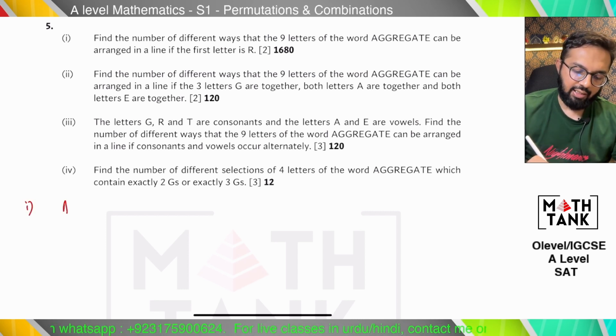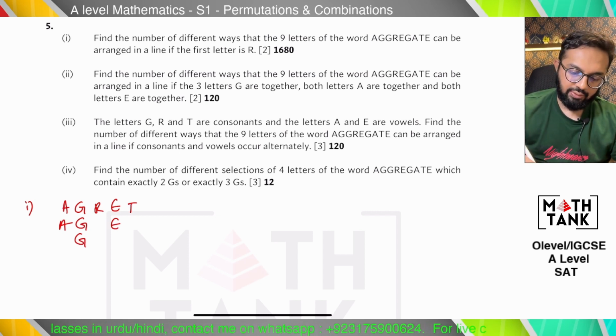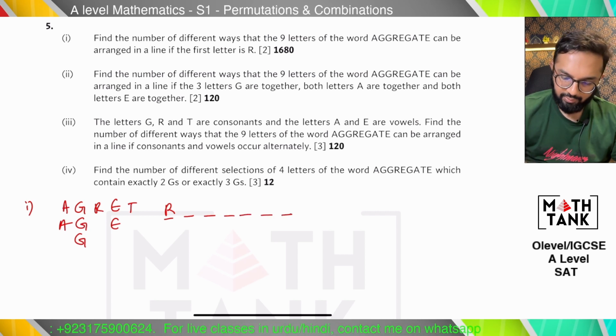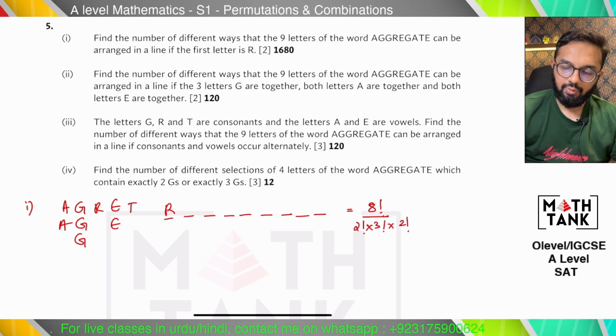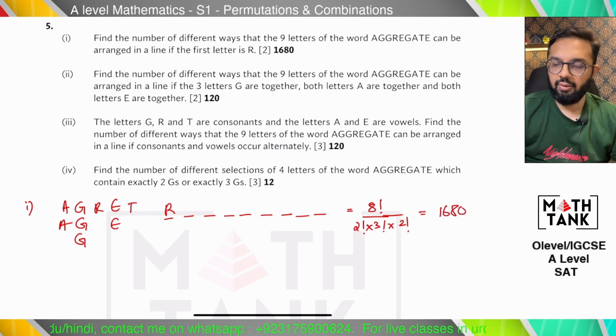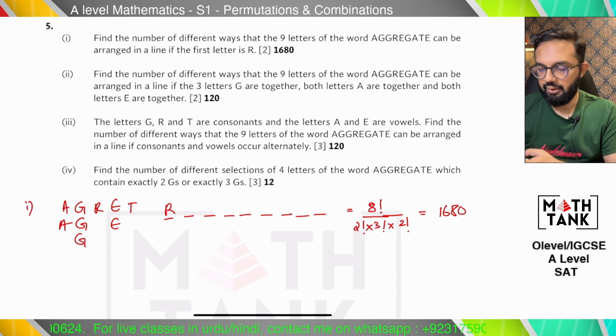So I'm going to first write aggregate in the way that it's supposed to be written. Okay, so I've written aggregate, lots of repetitions. They start with an R and there are 8 more letters: 1, 2, 3, 4, 5, 6, 7, 8. Okay, so those 8 letters get shuffled. There are 2 A's, there are 3 G's, and there are 2 E's. Okay, this should give you 1680. Let's quickly verify that on our calculator. 8 factorial divided by 2 divided by 6 divided by 2. Yep.